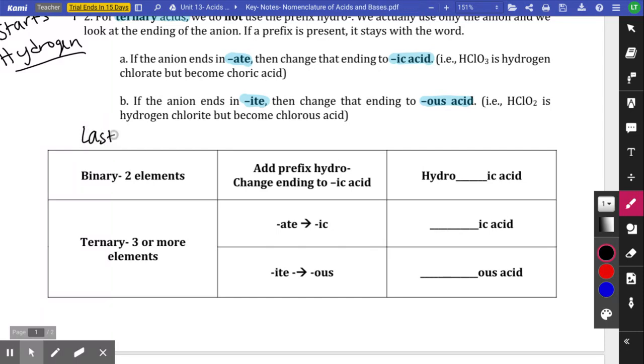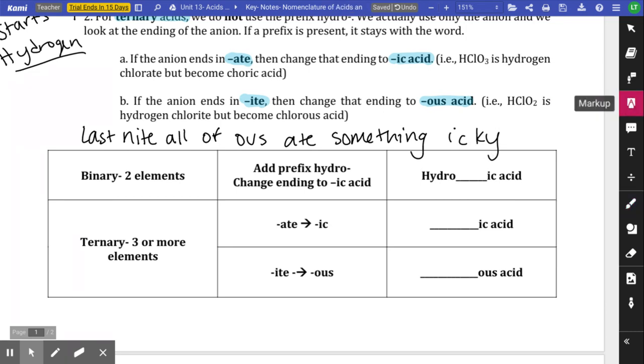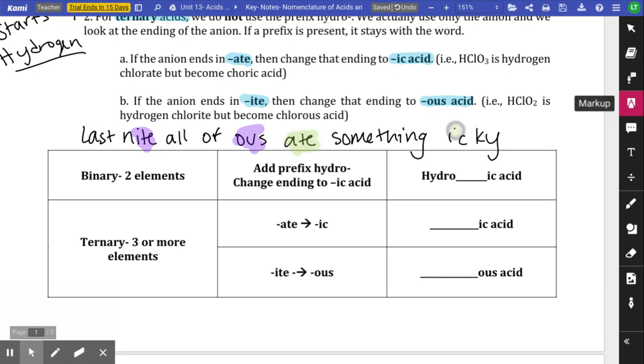So the phrase is, last night, all of us ate something icky. Oops, my Y looks very weird. All right, so last night all of us ate something icky. So that helps us remember ite goes to ous, and then ate goes to ic. And again, guys, these are typically going to be polyatomic ions that we're looking at here.